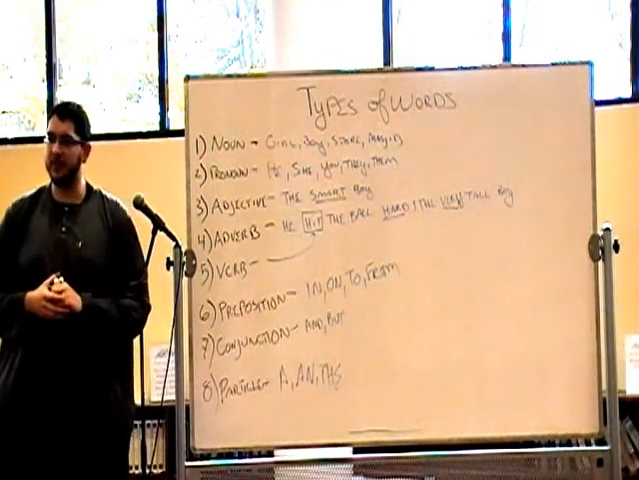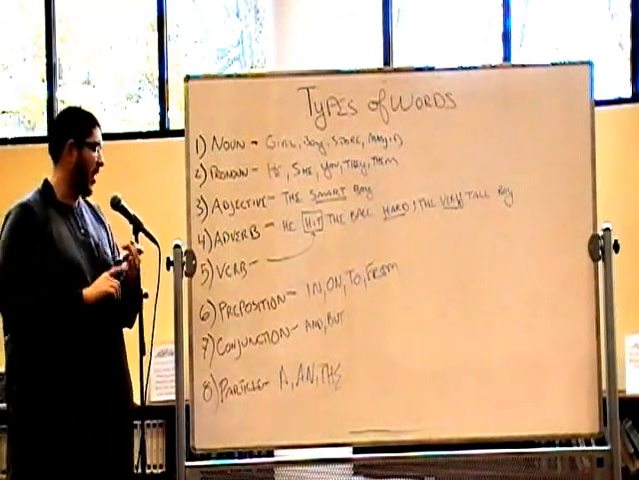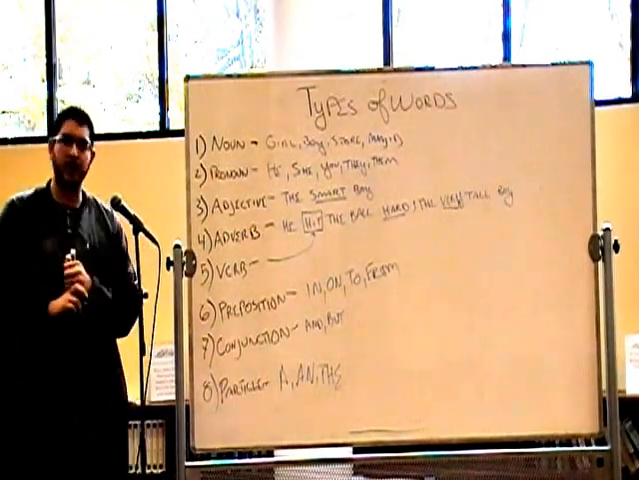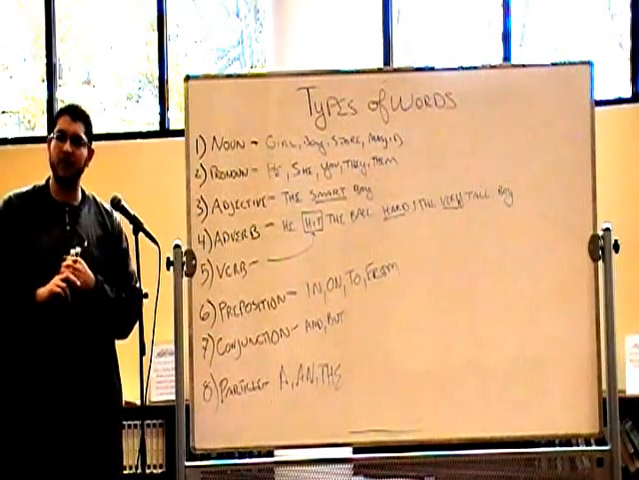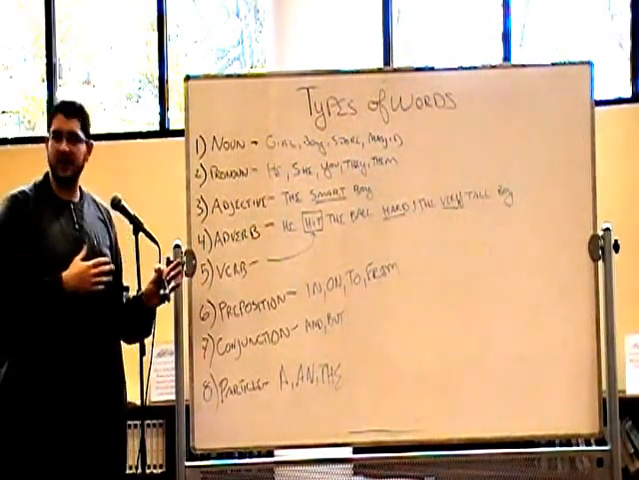8 types of words. Okay? And the 8 types of words are listed here. We have a noun, pronoun, adjective, adverb, verb, preposition, conjunction, and article. Okay? 8 types of words in the English language. Every single word in the English language is one of these 8.